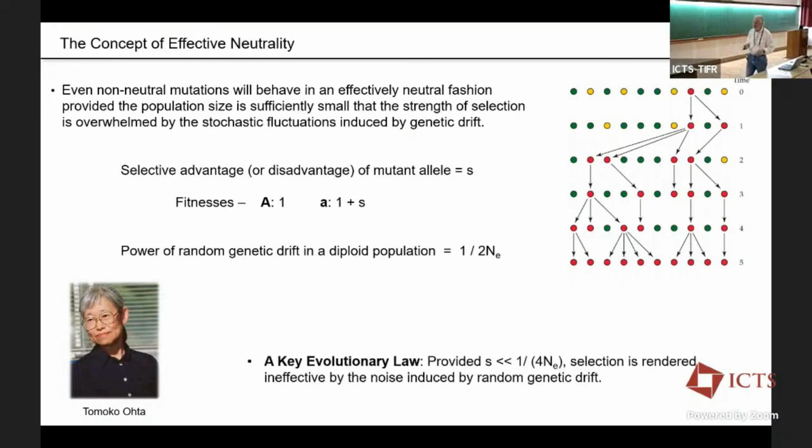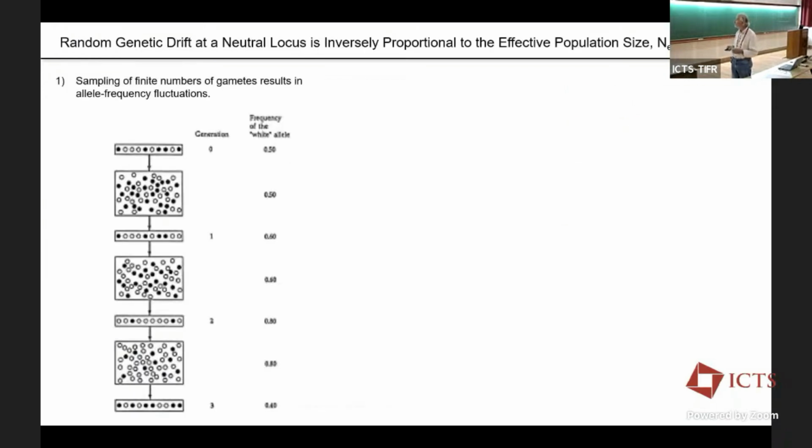So this might be viewed as a real evolutionary law. If the selective advantage or disadvantage of a mutation, let's say we're focused on the absolute value, is less than 1 over 4 times the effective population size, selection is rendered ineffective by the noise in the process. So a lot of what goes on in evolution is not just about the absolute value of different population genetic parameters, but it's dictated by their ratios. And that'll come up again.